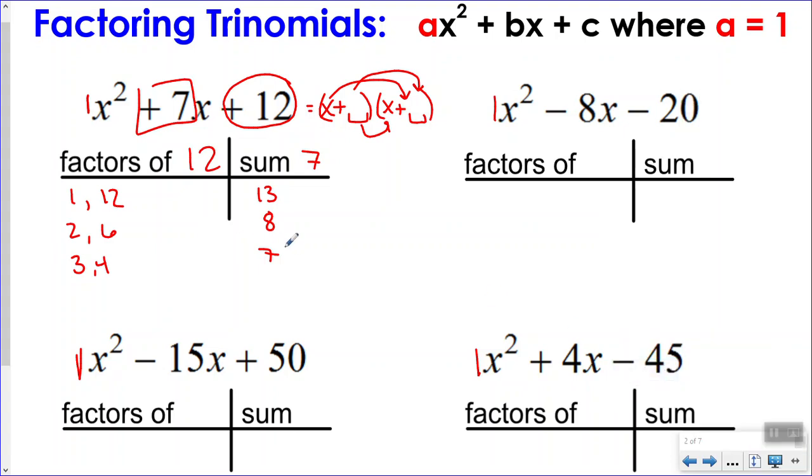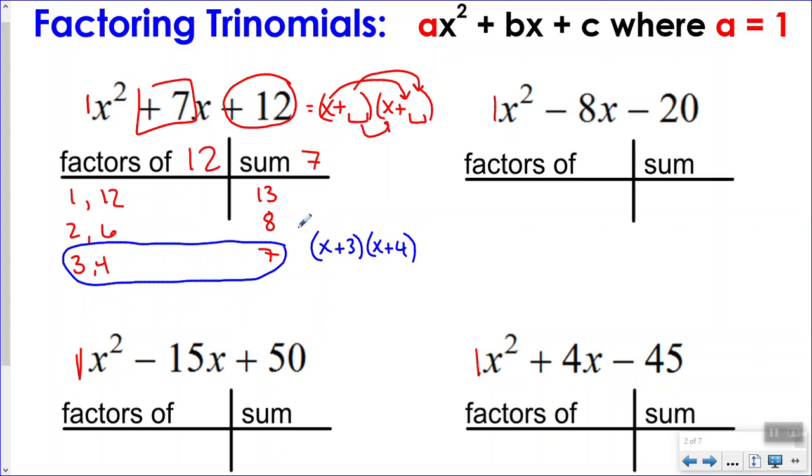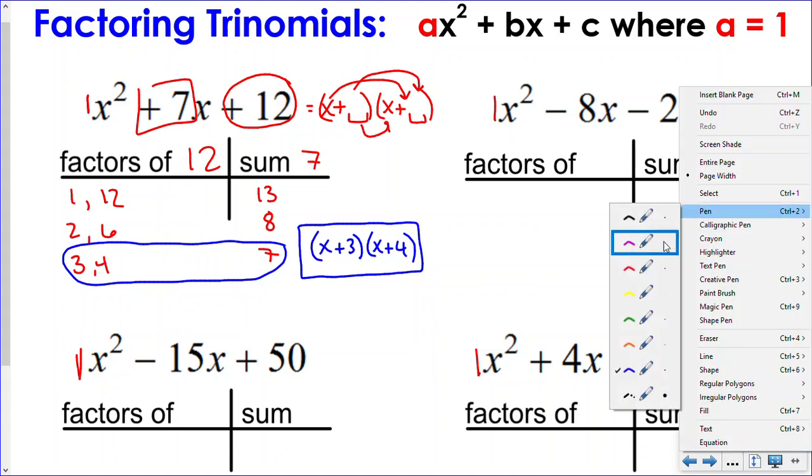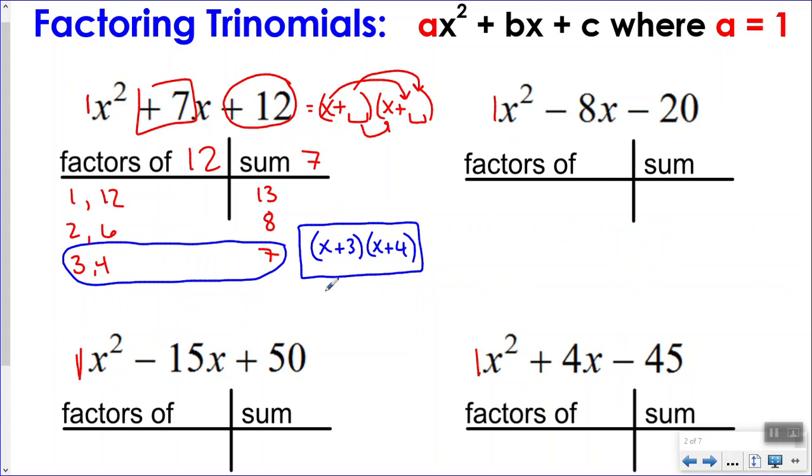So we say, okay, we know that we're going to use 3 and 4 because they give us the correct product and sum. So when I go to write my factors, I'm going to have x plus 3 times x plus 4. And this is this polynomial in factored form. If I wanted to check my work, I could go ahead and multiply through. So x times x is x squared. x times 4 is 4x. 3 times x is 3x. And 3 times 4 is 12. All of that combines for x squared plus 7x plus 12, which is what we started with. But again, if we're asked to factor, our answer is going to be this factored form right here.